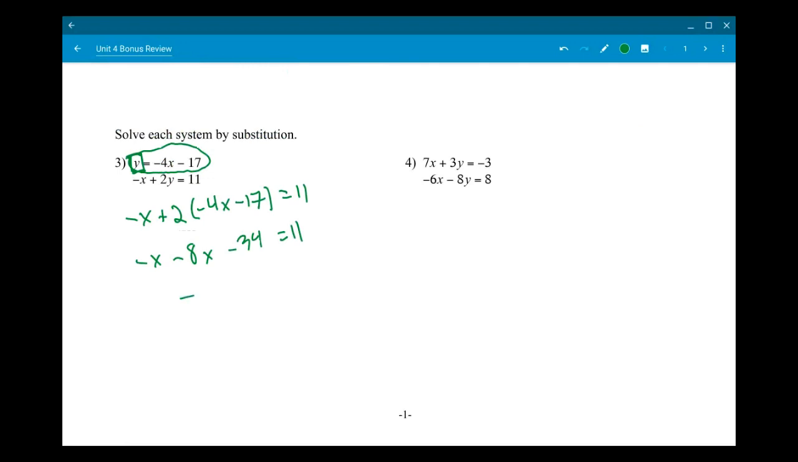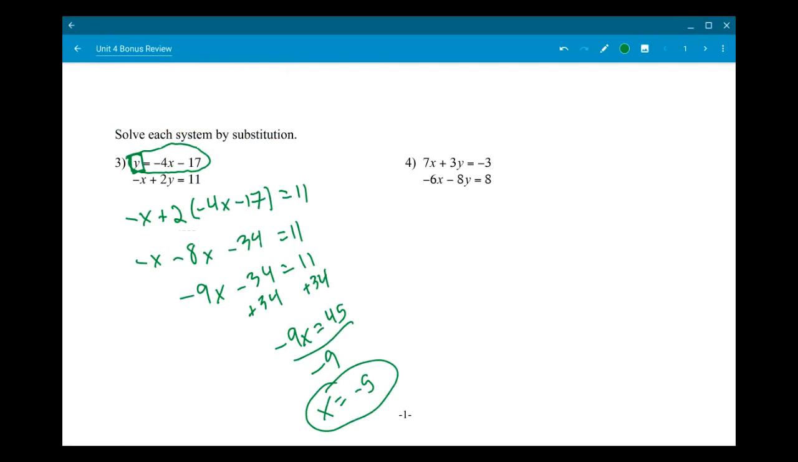x. Okay, so after distributive property and combining like terms, I end up with negative 9x minus 34 equals 11. I'm going to add the 34 over to the other side. And then I'm going to divide by negative 9. Oops. Delayed reaction. And I get x equals negative 5.